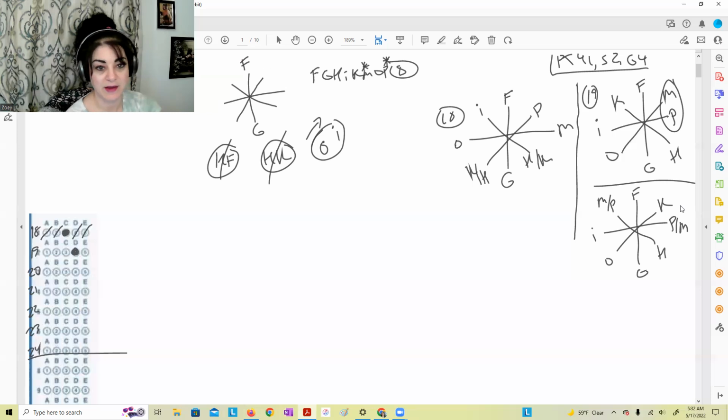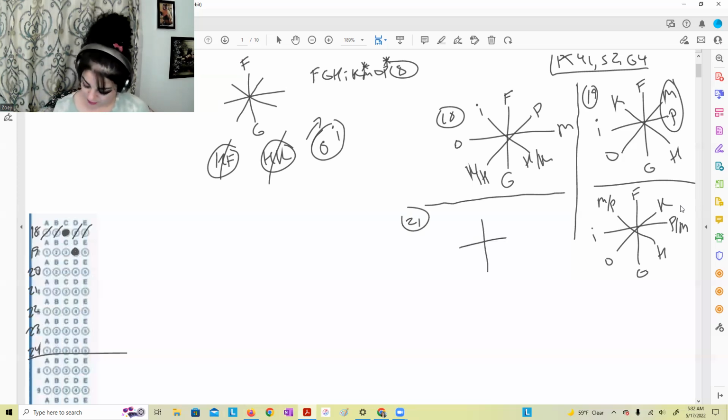Don't write on your master diagram, by the way. Don't do it. So let's set this both up. I'm trying to keep this as neat as possible. So number 21. We have F and then G. Okay, so we'll start with M. Start with this one.